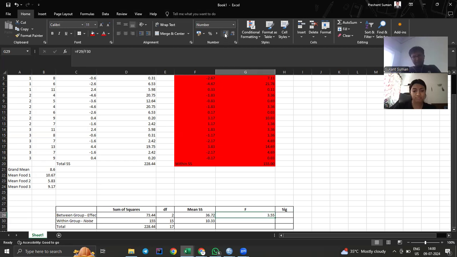Now, once we have this F ratio, we need to go to the F table and find out, for 2 degrees of freedom as the numerator and 15 degrees of freedom as the denominator, what is the value that we find at the significance level of 0.05, which is stated in the question, right?